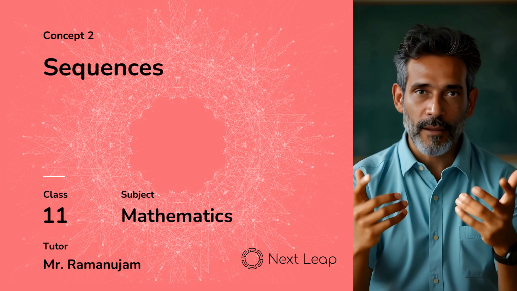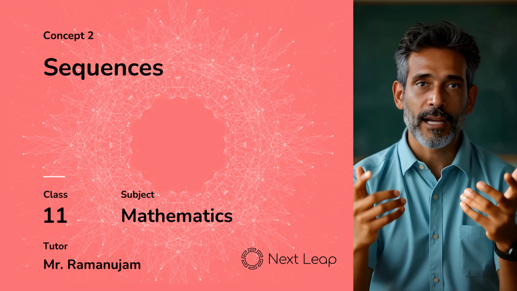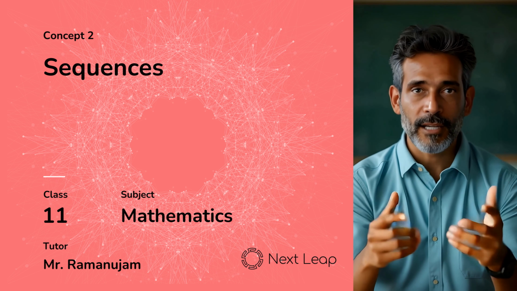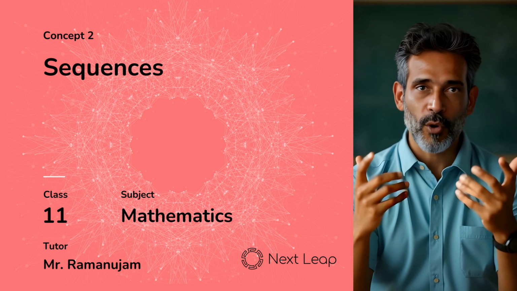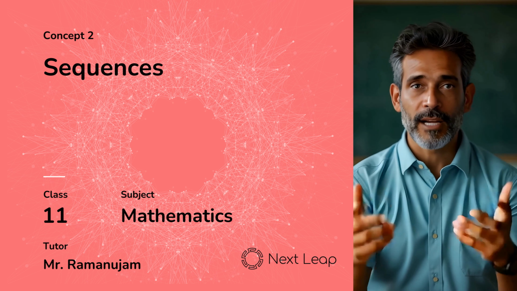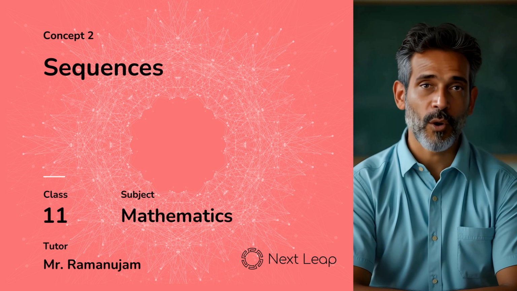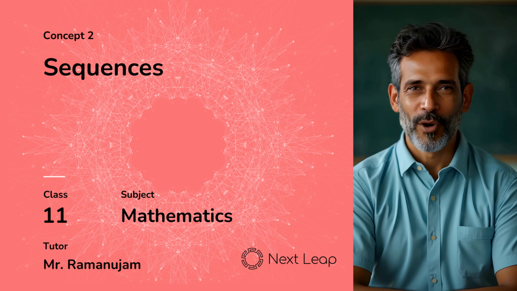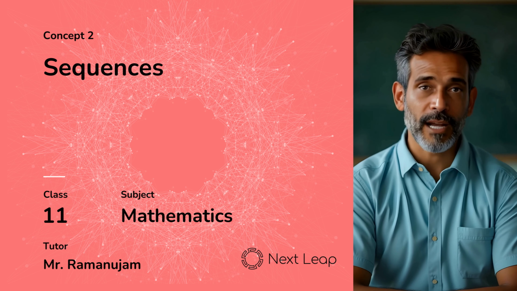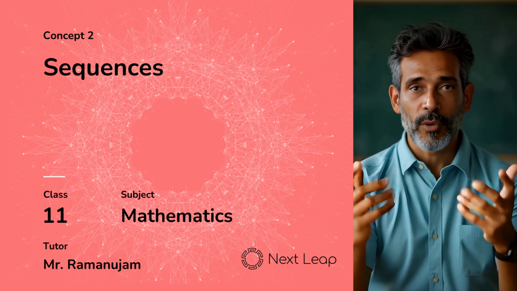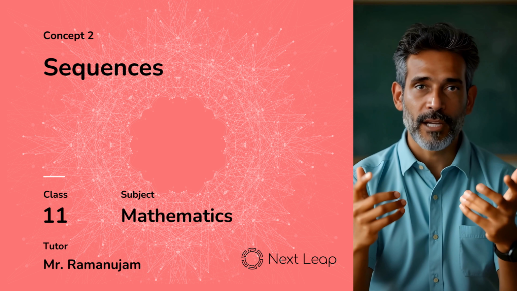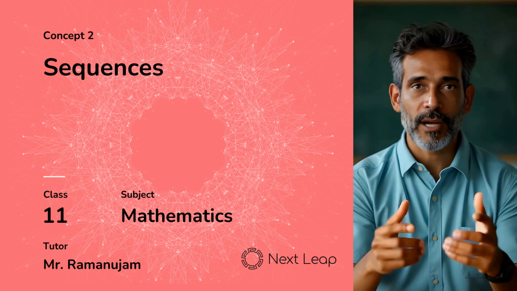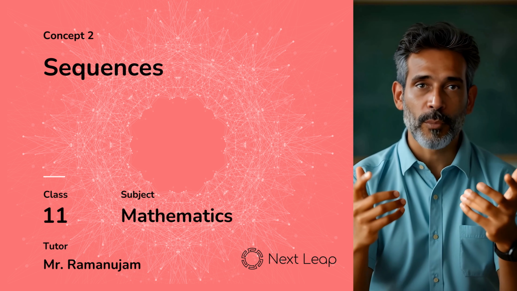Let me ask you, when you line up in the school canteen, you are first, second, third, fourth. That order is exactly what we call a sequence. In mathematics, a sequence is simply an ordered list of numbers that follow a definite rule. Each number in that list is called a term. We write the terms as a sub 1, a sub 2, a sub 3, and so on up to a sub n. The subscript shows the position.